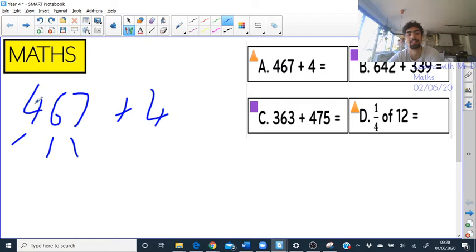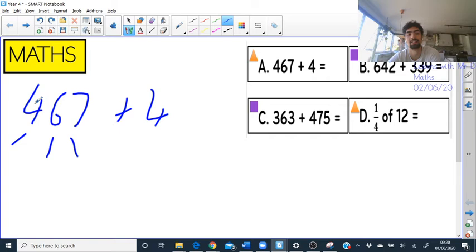Just looking at it, I probably will need to do some regrouping because 7 add 4 is going to be bigger than 10. What is 7 add 4? 7 add 3 is 10, so 7 add 4 is 11. So I can't have 460 and 11, that's not a number. So that 11 means I've regrouped. 4 add 7 equals 11. That means I've got 1 one and 1 ten.